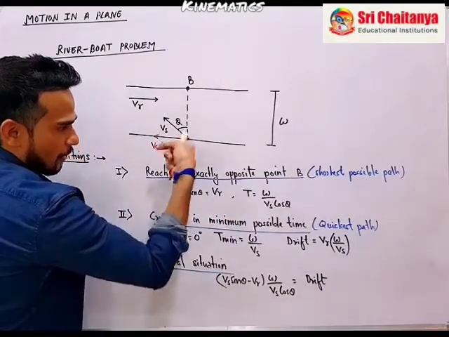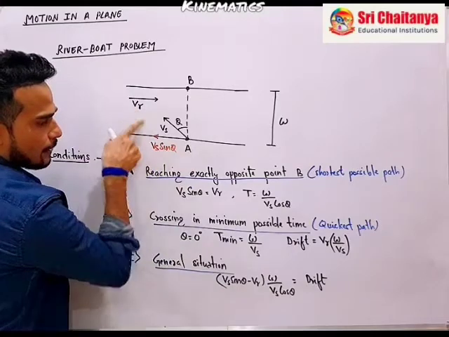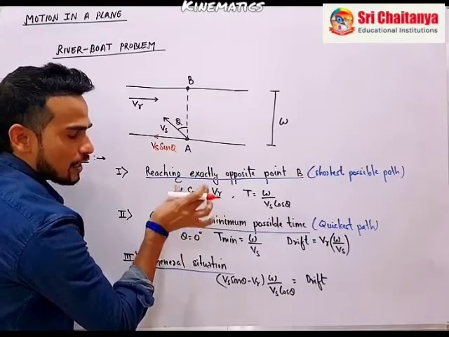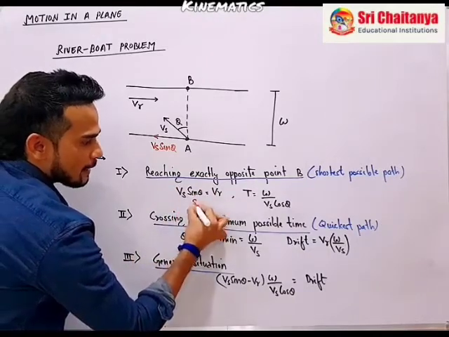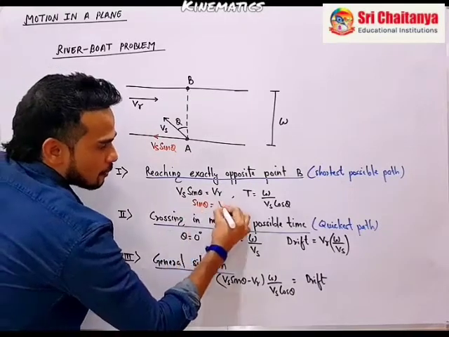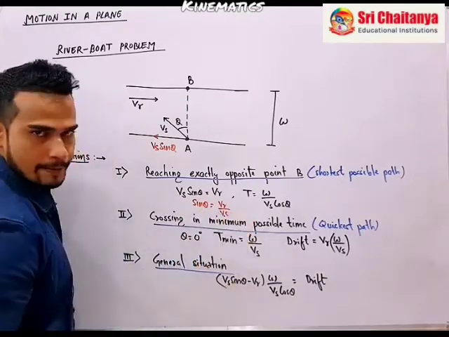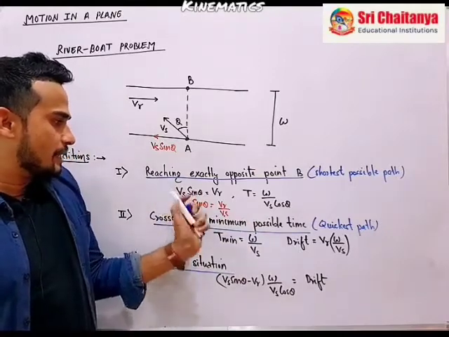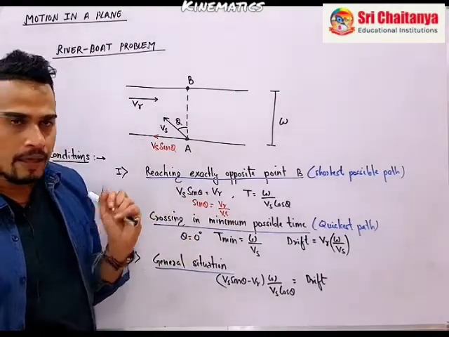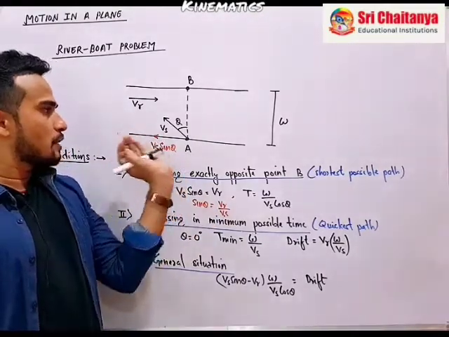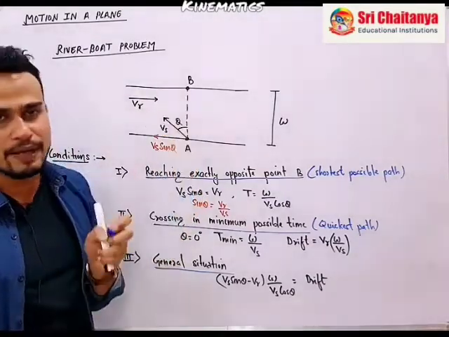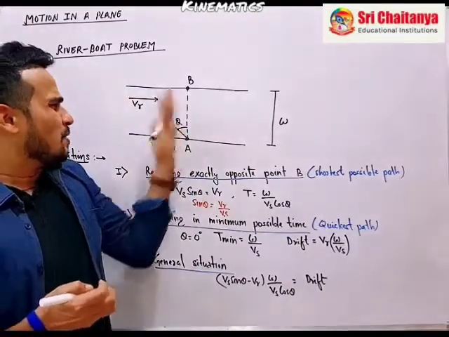For that, one component of the swimmer velocity, Vs sin theta, must balance Vr. So from here we get the condition for reaching exactly the opposite point: sin theta, where theta is the angle with which the swimmer will start, must be equal to Vr by Vs. Important result. And the question asked last year in the NEET exam was solved by this formula only. One component of the swimmer velocity must balance the river flow, then only the swimmer will be able to reach exactly the opposite point B.